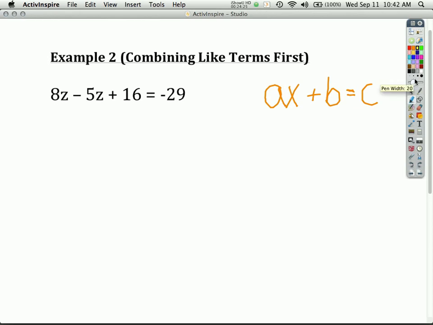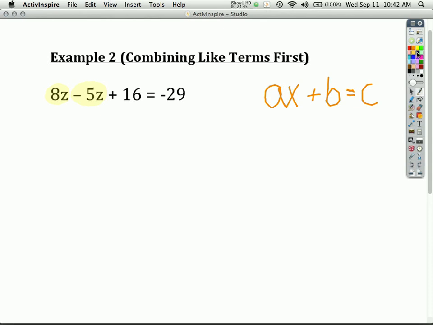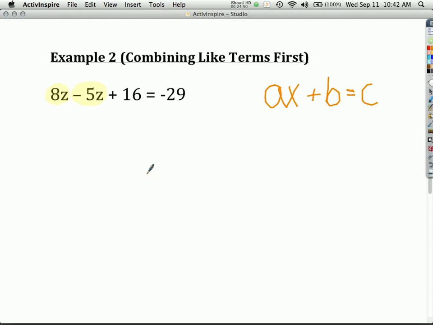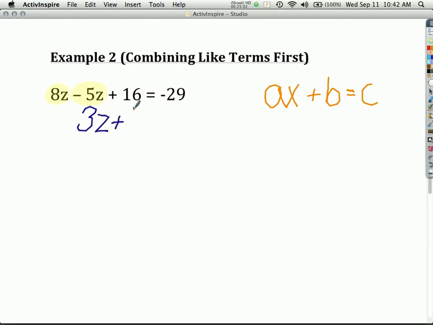Combine like terms. So now, if I called on Sebastian, he would tell me that the like terms were 8z and -5z. So now combine them. What do we get? Go ahead, Sebastian. 3z. Very good. And so now we're going to rewrite the equation. Notice that I did not draw my t yet. I didn't need to because right now I'm just simplifying, and now I've got 3z plus 16 equals -29.